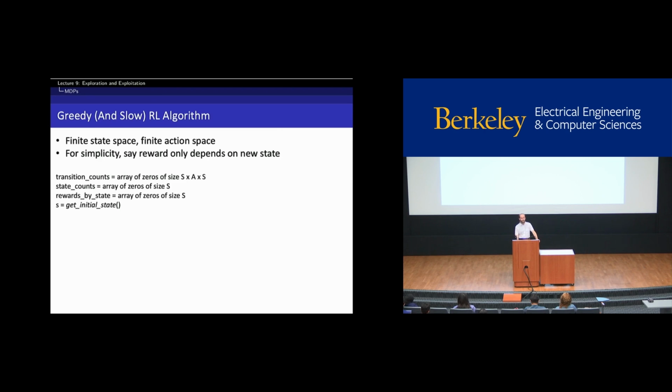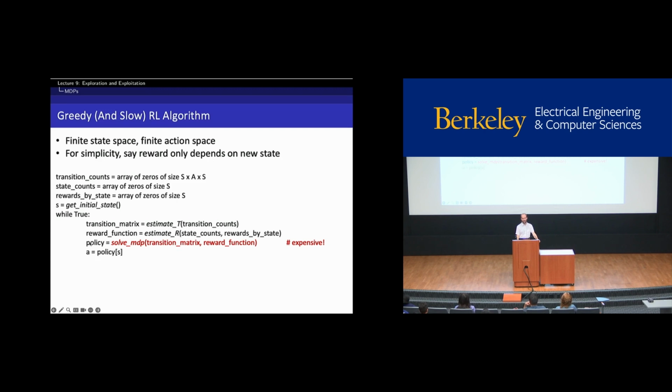And then we start. We get an initial state S, and then forever, we estimate a transition matrix from the transition counts. We estimate a reward function from the state counts and the rewards by state. And then we pretend that's the MDP we're in. We solve the MDP, we get a policy, and we act according to that policy. So every single time we act, we basically forget everything we've learned, recompute everything, solve a whole new MDP, and then act in it.